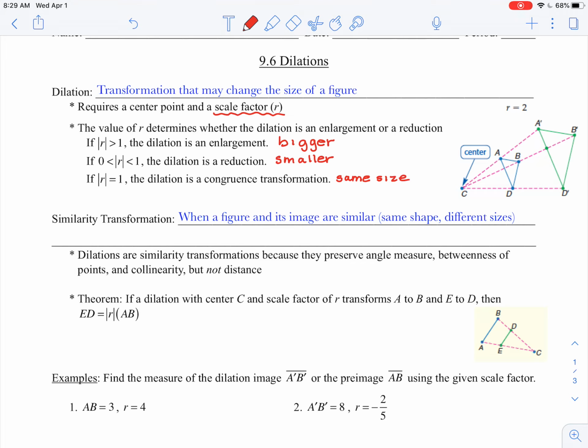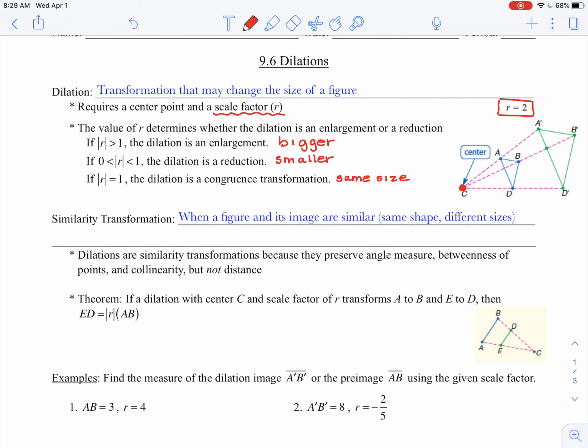So if you take a look at the first picture on your note sheet, they show you an example of a dilation. Here we're looking at triangle ABD, and it's being dilated about this center point, C. They show us up at the top here that our scale factor, the letter R, is 2. That means our triangle is going to get twice as big as the original. So our pre-image triangle ABD, each of the side lengths get multiplied by 2 to give us our image A prime, B prime, D prime.